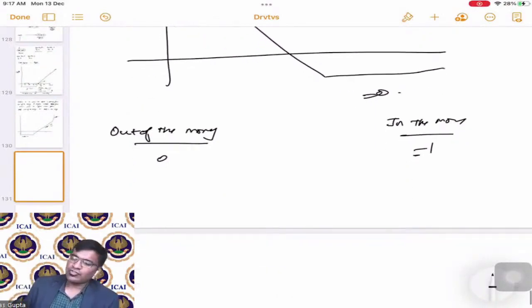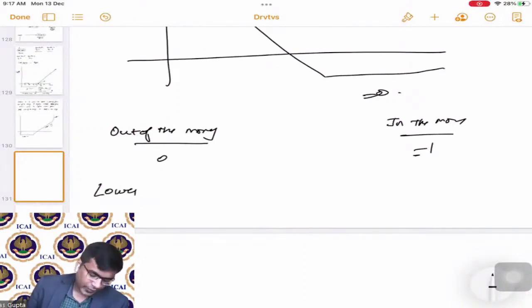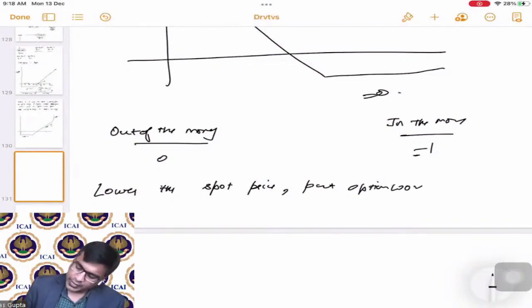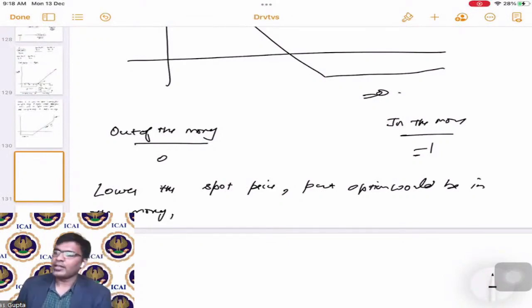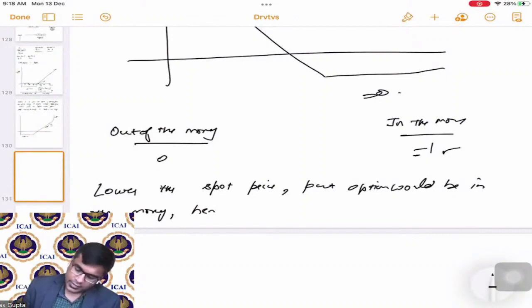Another conclusion that supports this is: the lower the spot price, the more the put option would be in the money. If it is in the money, that means the delta will be -1. If it is deep in the money, it will become -1. Hence, delta would be -1.